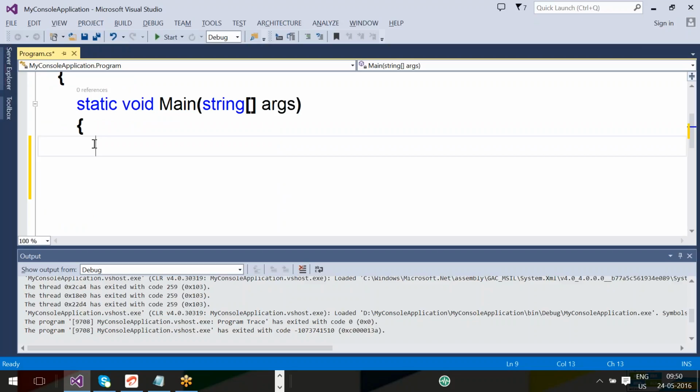Temperature. But the problem with temperature is that it may have a fractional part, right? 40.5, 45.6, 20 point something like that. Temperature can also be positive or negative.